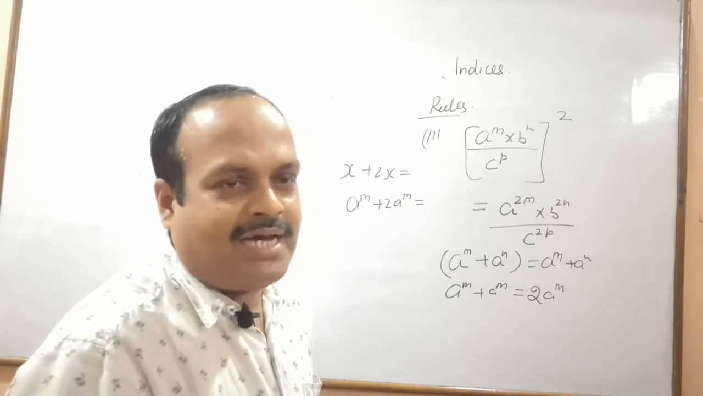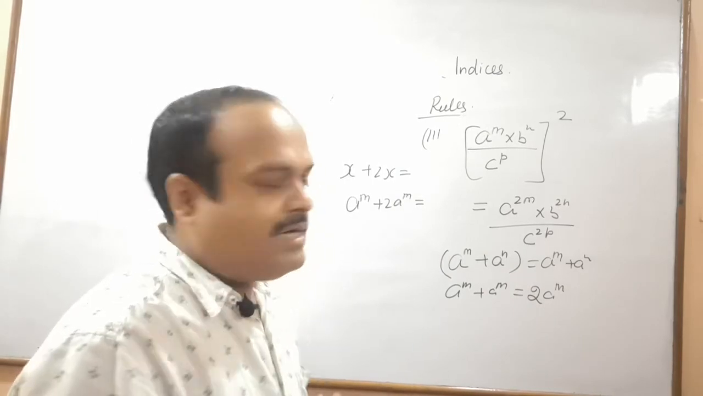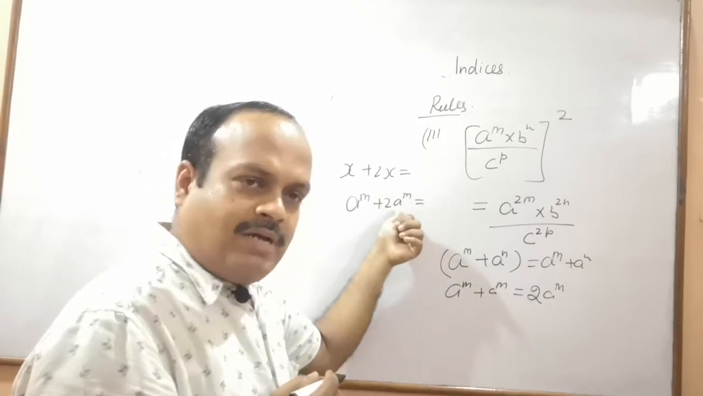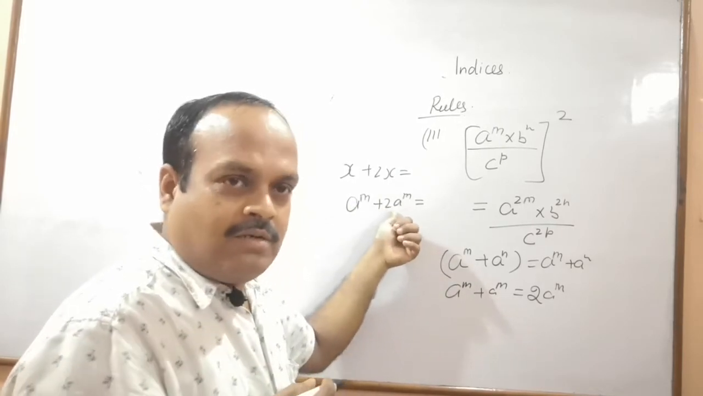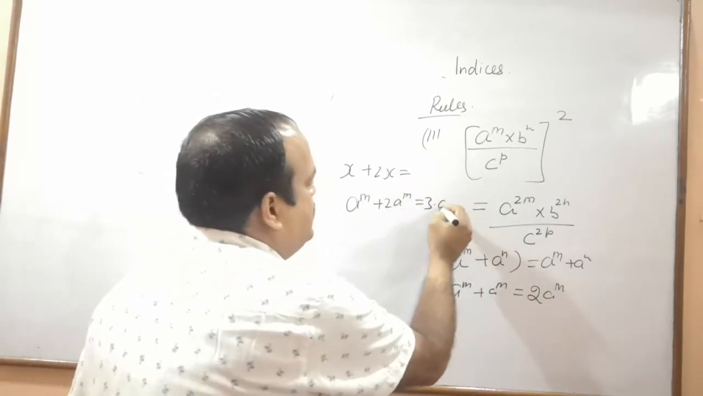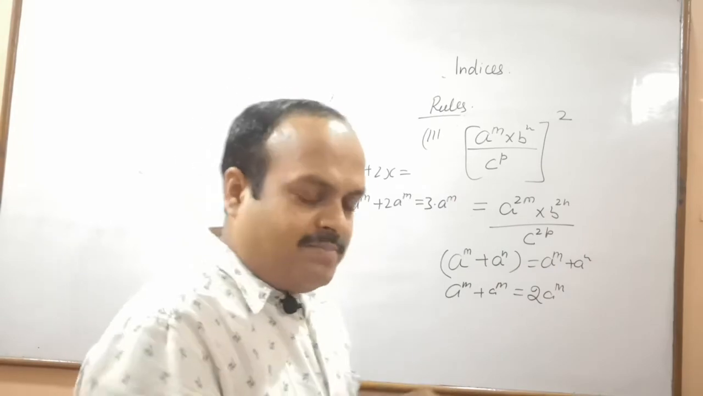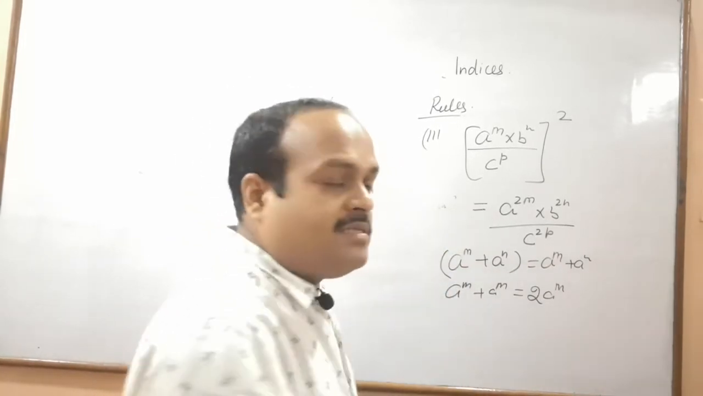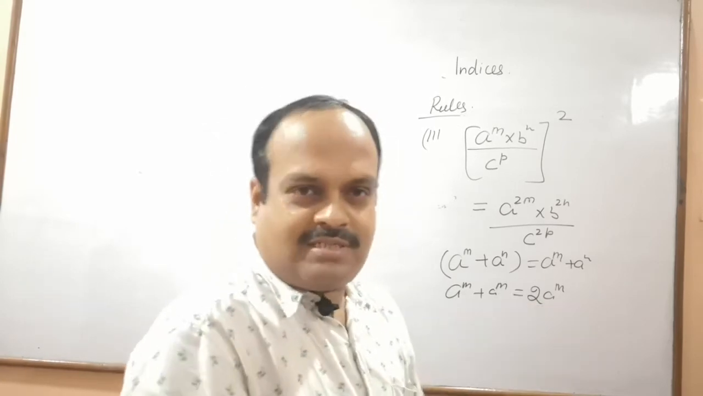Don't apply the power law, quotient law, or product law. Apply the law of algebra. A to the power m, a to the power m, like terms, count 1 and 2, 3. You will get the result 3 into a to the power m. I hope I have made it clear. One more thing: these are the mistakes made by common students.